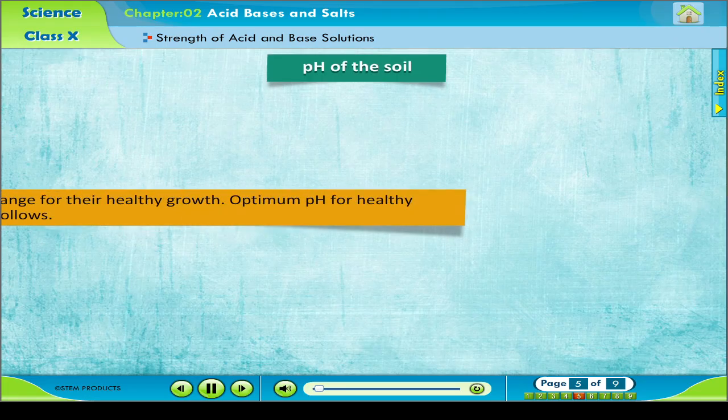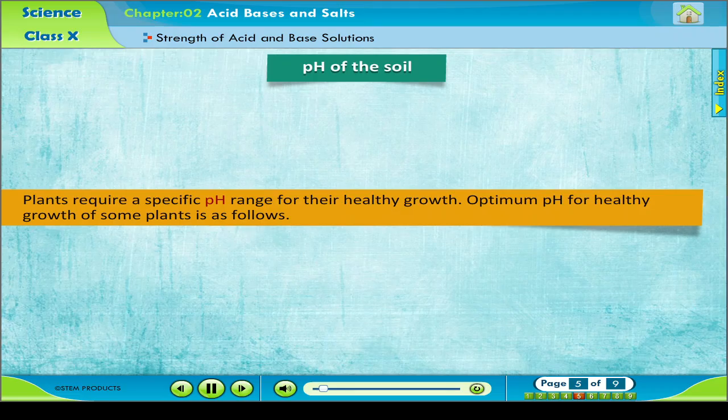pH of the soil. Plants require a specific pH range for their healthy growth. Optimum pH for healthy growth of some plants is as follows.